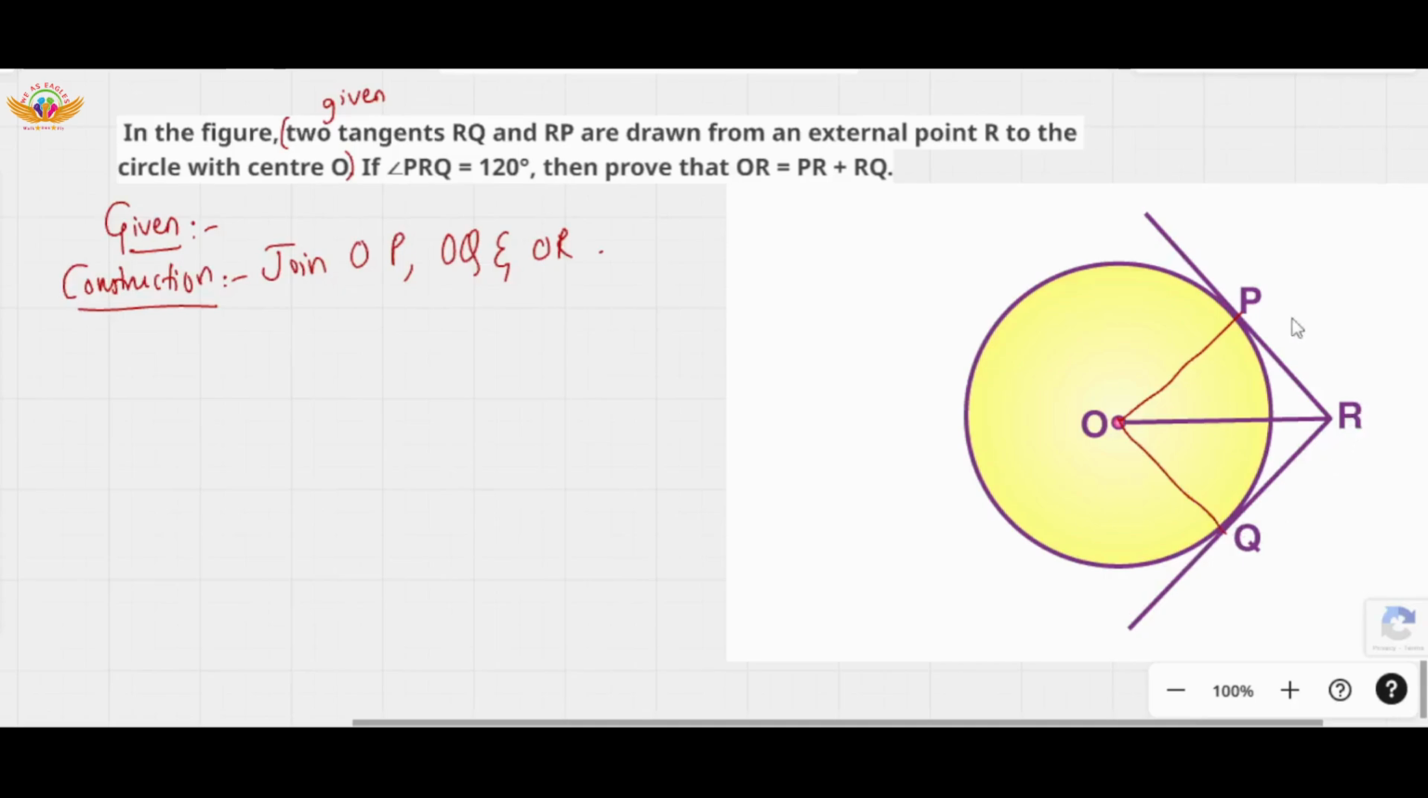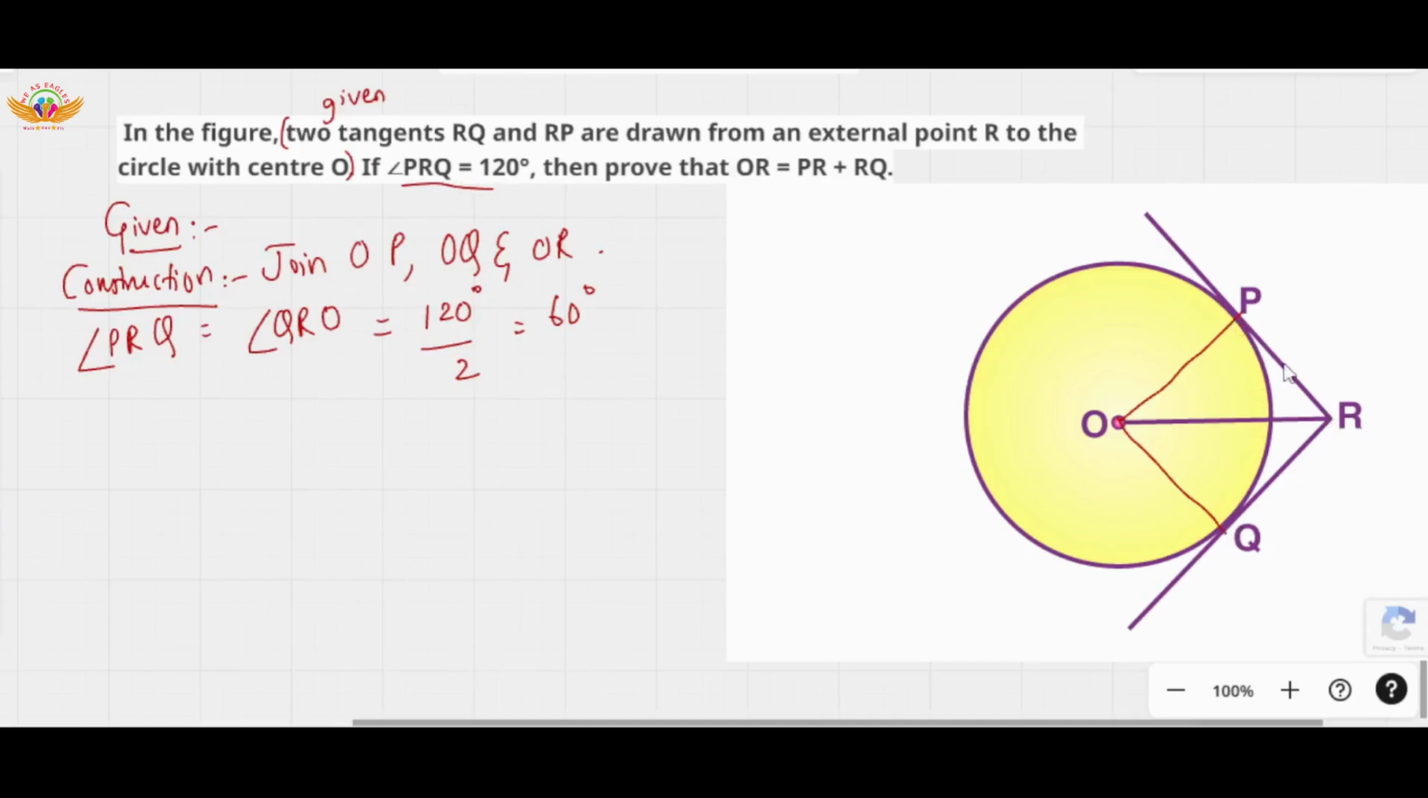Then angle PRO is equal to angle QRO, which is equal to 120 degrees divided by 2, that is 60. How did you get this 120 degrees? Come on, think. So see here, this is 90 degrees. Yeah, this is a right angle triangle, and this is 90. And also they have given in the question angle PRQ is equal to 120 degrees.